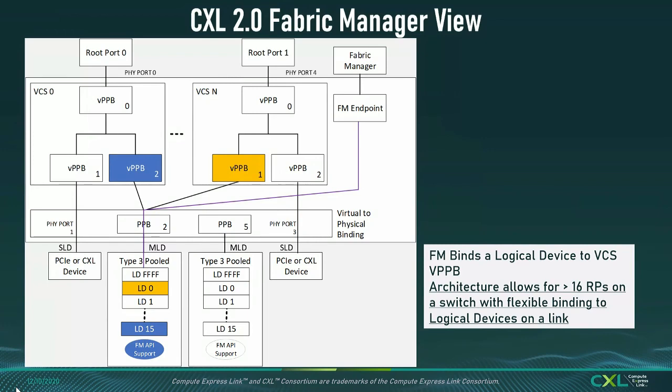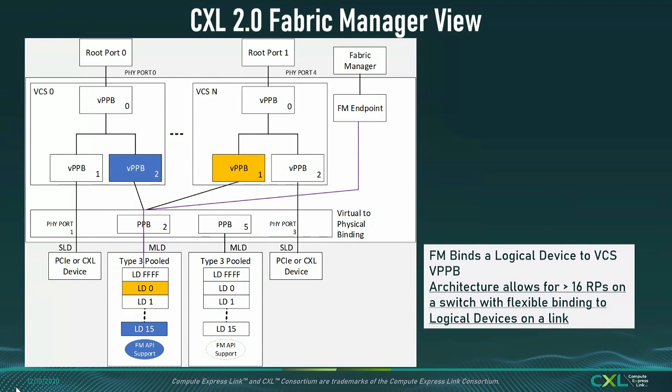So whenever the switch sends the transaction from root port 2 to the MLD, it's going to assign logical ID 15 on the CXL link. That way the device knows that it is the blue colored assignment, does the accesses, and then any response goes back with LD ID 15, and that gets routed back to the root port.